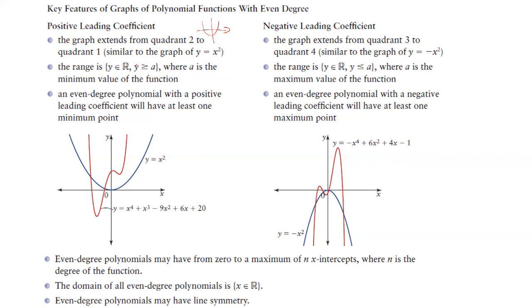something like this, right? The range is y belongs to the real set R, and y should be greater than or equal to a, right? Where a is the minimum value of the function. An even degree polynomial with a positive leading coefficient will have at least one minimum point.